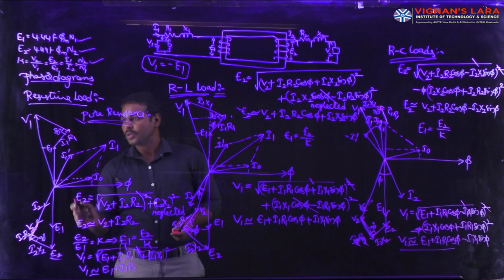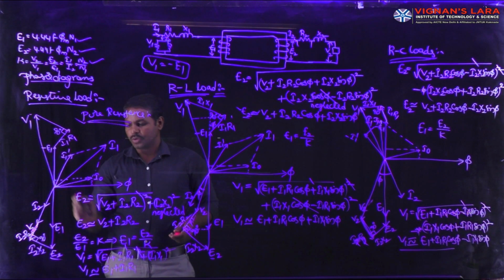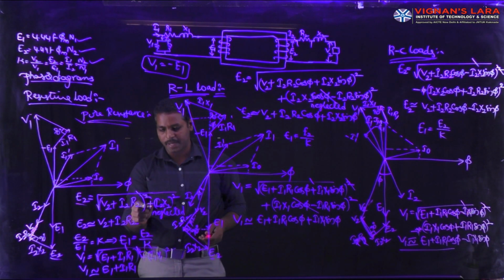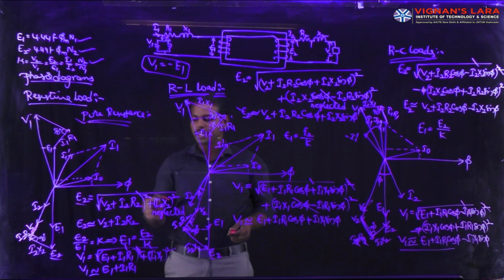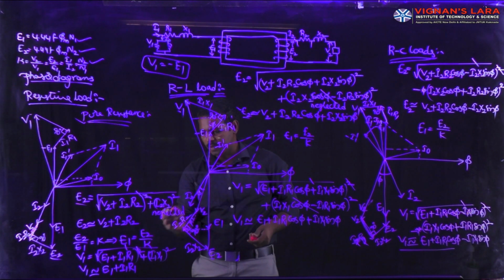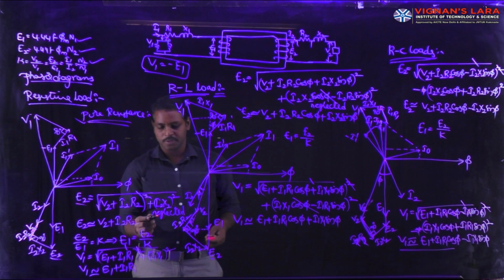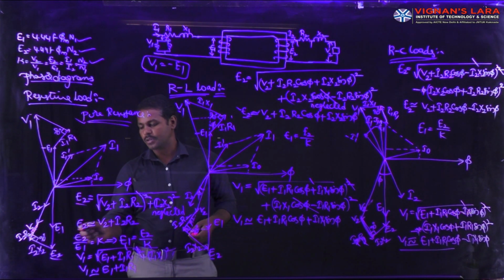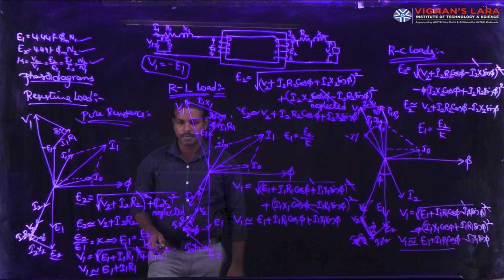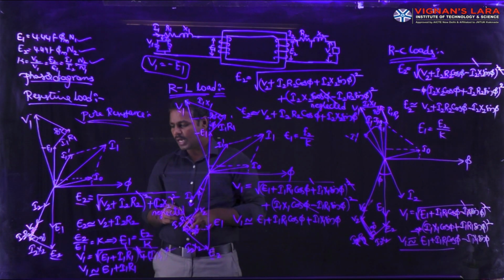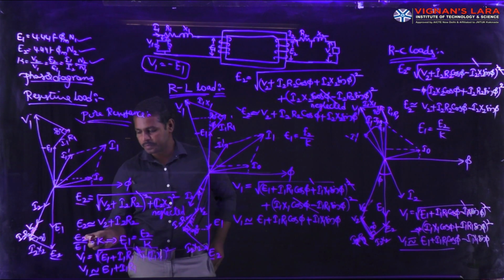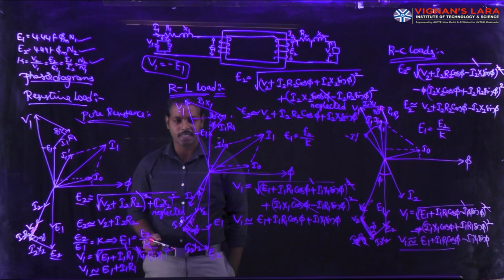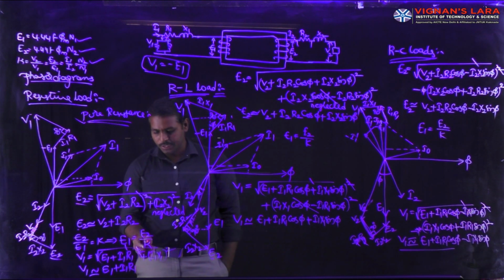E2 is equal to the square root of (V2 plus I2 R2) whole square plus (I2 X2) whole square. For simplification, this term is very, very small compared to this term, so it is neglected. These two get cancelled. E2 is approximately equal to V2 plus I2 into R2. By using the transformation ratio, E2 divided by E1 is equal to K, so E1 is equal to E2 divided by K.